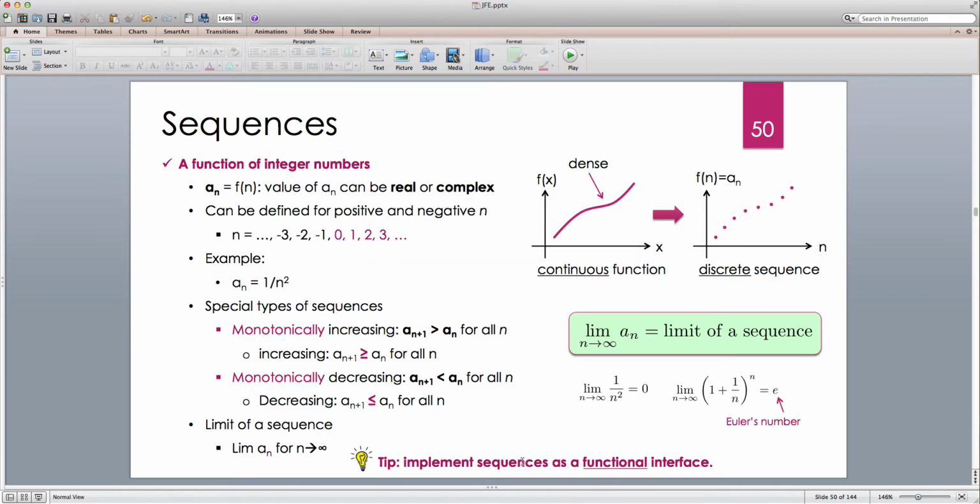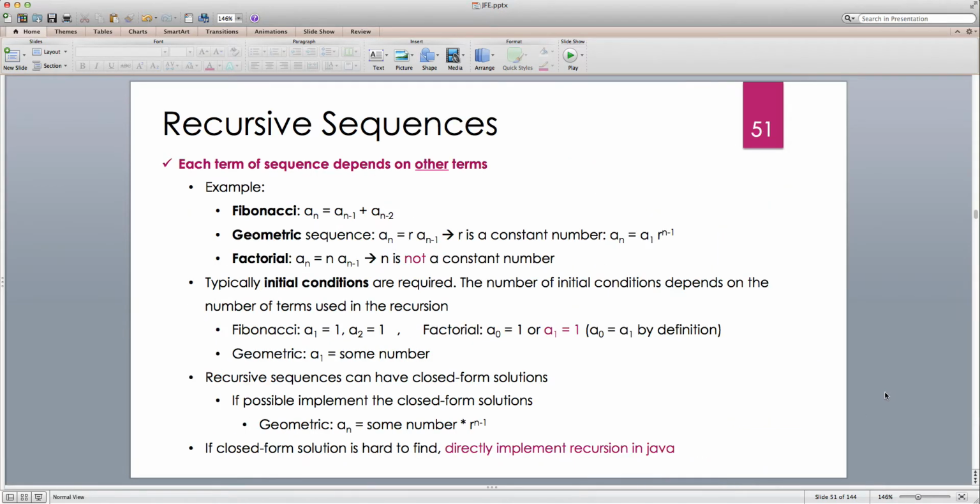And we said that in terms of sequences, the best way to implement them in Java is using a functional interface, because then we can pass it as lambda expressions, and it's a very convenient way to do it. And then we said that we can do recursion for sequences. A lot of times we define a sequence based on a recursion, and it could be a simple or linear recursion, which means that all the coefficients are constant numbers. For example, Fibonacci, a_n equals a_(n-1) plus a_(n-2). Geometric sequence, a_n is some constant number times the previous one.